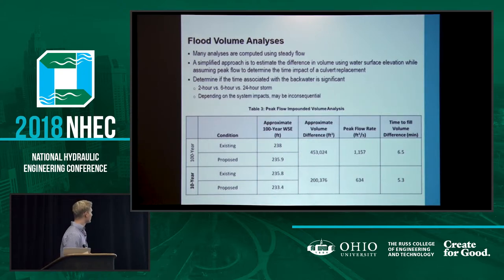And so one simplified approach that we've used before is simply looking at your water surface elevation upstream in a certain flow event for existing and proposed conditions. And then based on your peak flow rate, assume that's constant throughout that time. And so you can actually get a differential time for that volume in the flood hydrograph. And so depending on your case, a six and a half minute difference may be significant, it may not be. And then are you looking at a 2-hour storm, a 6-hour storm, a 24-hour storm? If you don't have hydrographs, you just have steady flow, this gives you just a quick rough idea to say, we should probably look at this further, or we're comfortable with the risk. We don't think changes to that attenuation are going to significantly affect downstream properties.